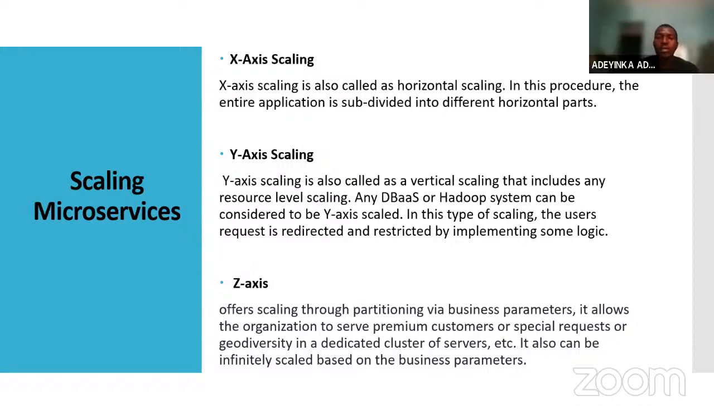All right. So as I've been explaining, the microservice architecture can scale in three folds, depending on the business need. The x-axis scaling is also called horizontal scaling. In this procedure, the entire application is subdivided into different horizontal parts. This might involve creating more containers or further dividing your application into subunits.